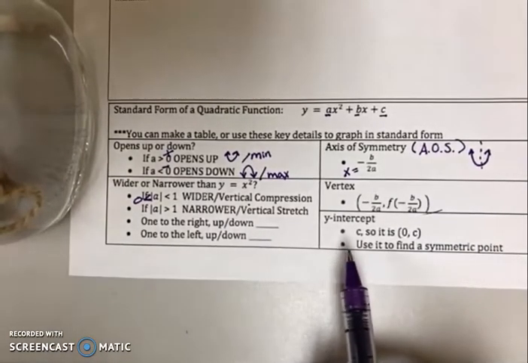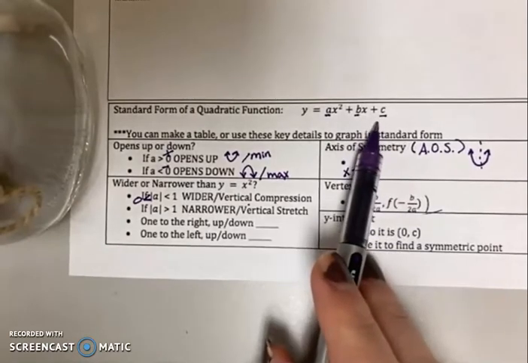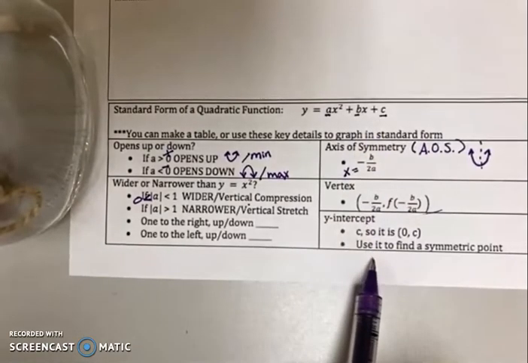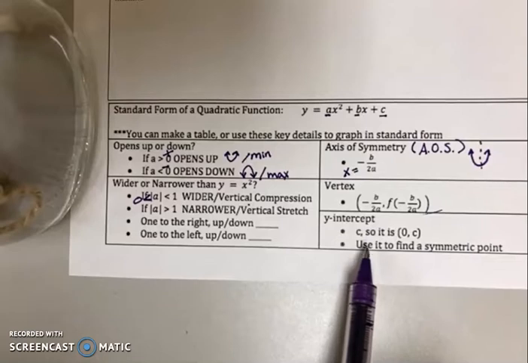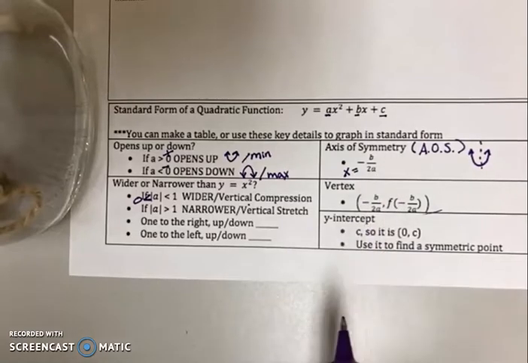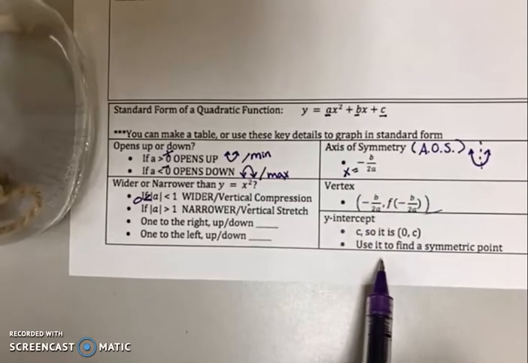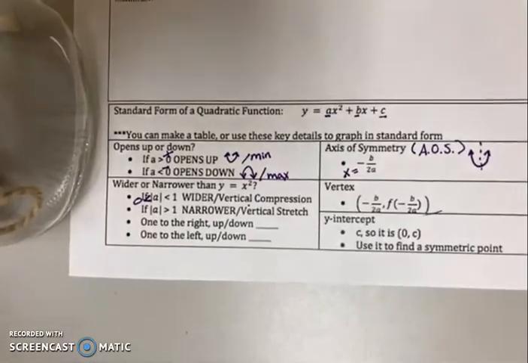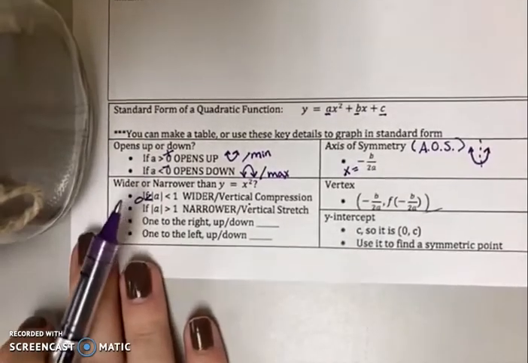Last thing, that c value represents the y-intercept. So the c value is the y-intercept, and when we're graphing, we're going to use this as a symmetric point. We'll see what that looks like in a moment.